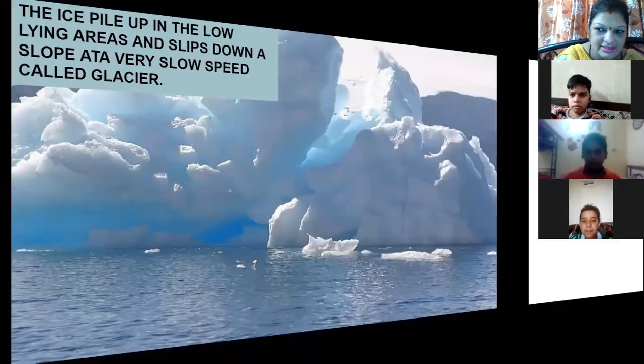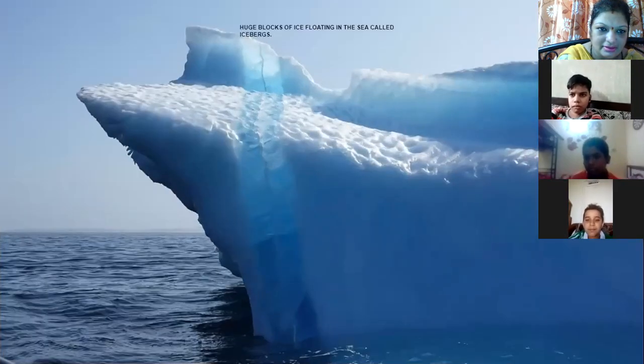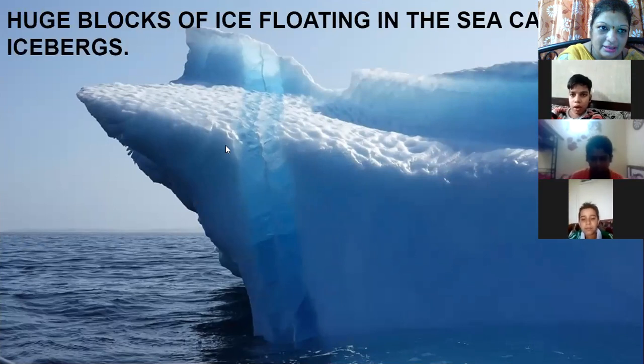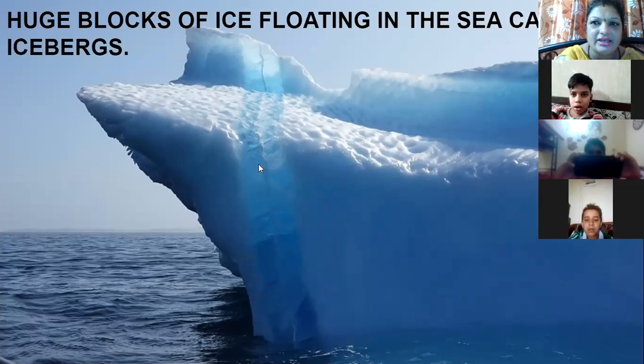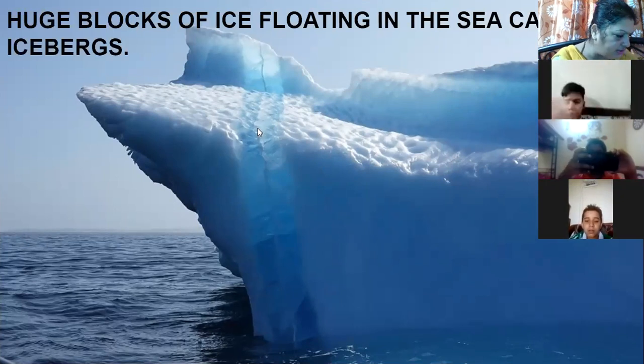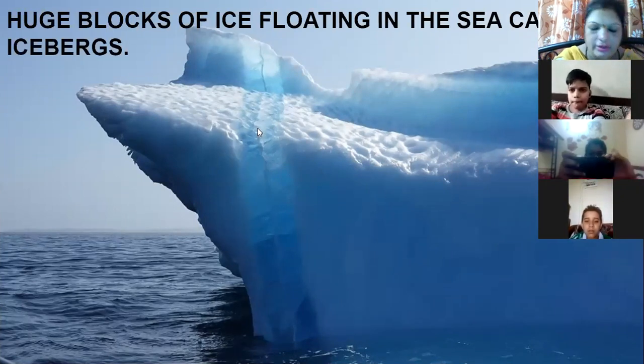Then the next one: huge blocks, bigger than the glacier. You can see here, these are huge blocks of ice which are floating in the sea. And these huge blocks of ice which are floating in the sea are called icebergs.